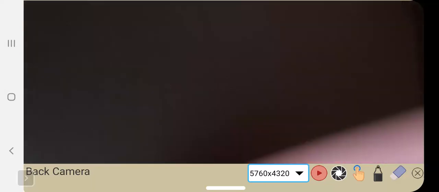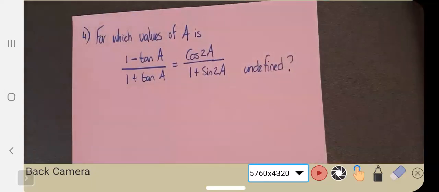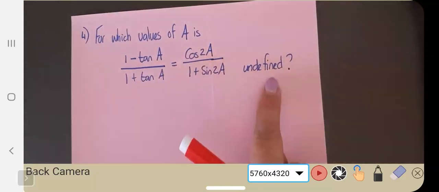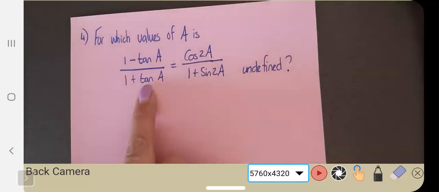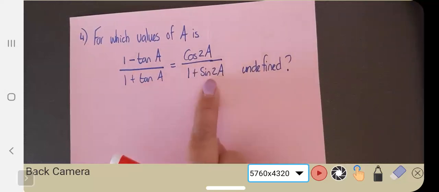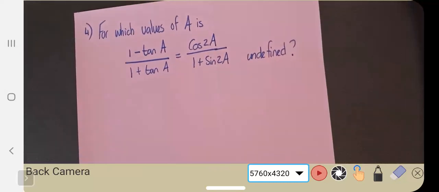Let's do another one. For which values of A is this identity undefined? Again, we have a tan somewhere, so we need to say the tan's asymptotes, as well as this one must not be 0, and that one must not be 0. Okay, so let's start with the tan.